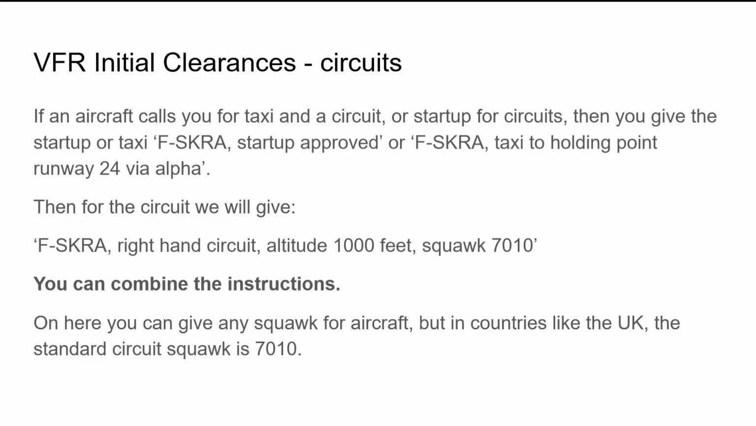Again, it is very important that we specify that it is feet and altitude, not flight levels, regardless of whether it exists or doesn't on ATC-24. And you can combine instructions if an aircraft calls you for taxi or startup. So, for example, Foxtrot Sierra Kilo Romeo Alpha, startup approved, right-hand circuit, altitude 1,000 feet, squawk 7010. Or taxi, Foxtrot Sierra Kilo Romeo Alpha, taxi holding point runway 245 Alpha, right-hand circuit, altitude 1,000 feet, squawk 7010.